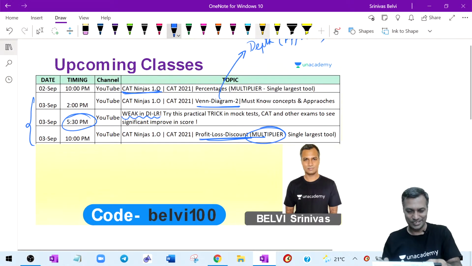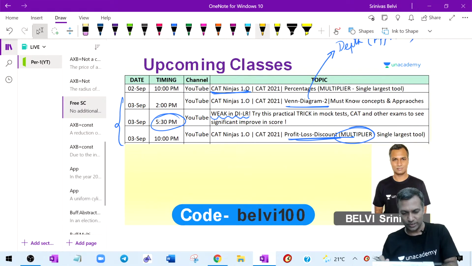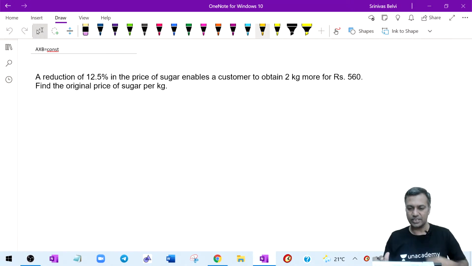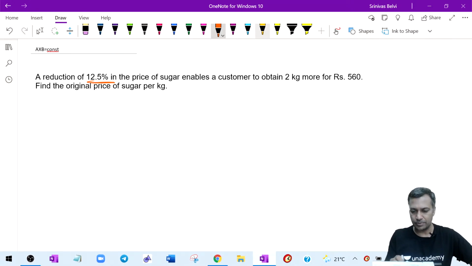All right, let's continue with the multiplier story. This is another type. The reduction of price by 12.5%. Everybody listen very carefully here. The reduction of 12.5% of the price of sugar enables a customer to buy 2 kg more.